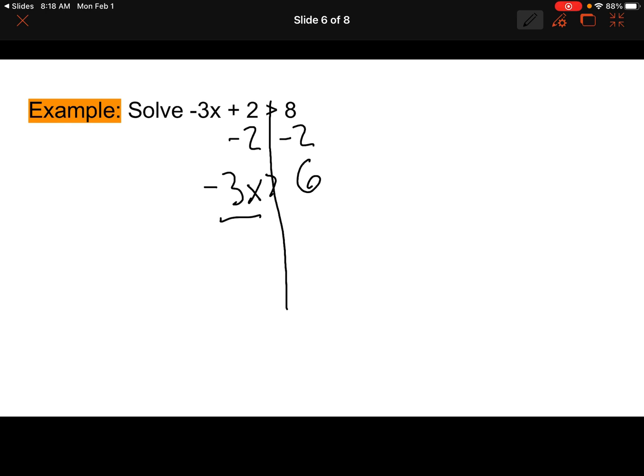All right, now we're dividing by a negative 3 here, right? So what are we going to do? Hopefully you're all thinking, flip the sign, Mr. Carbone, and that's what we're doing. We're going to flip the sign right here. So negative 3 divided by negative 3 is just a 1, so on our left side of the equation we have an x, and on the right side of the equation, 6 divided by negative 3 will give us negative 2. So here x is less than negative 2.